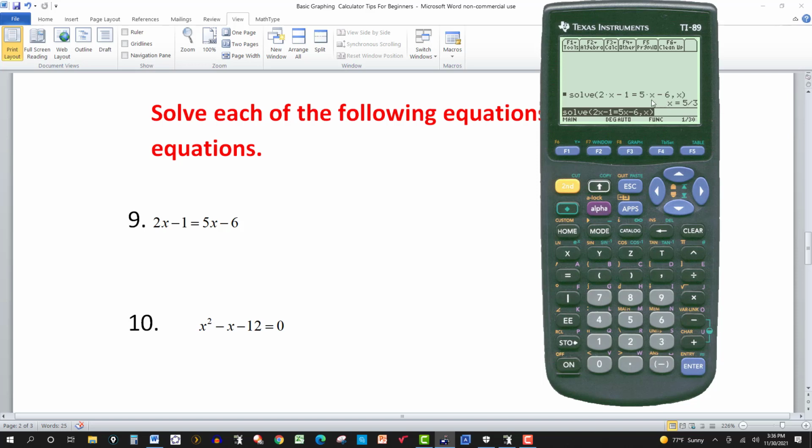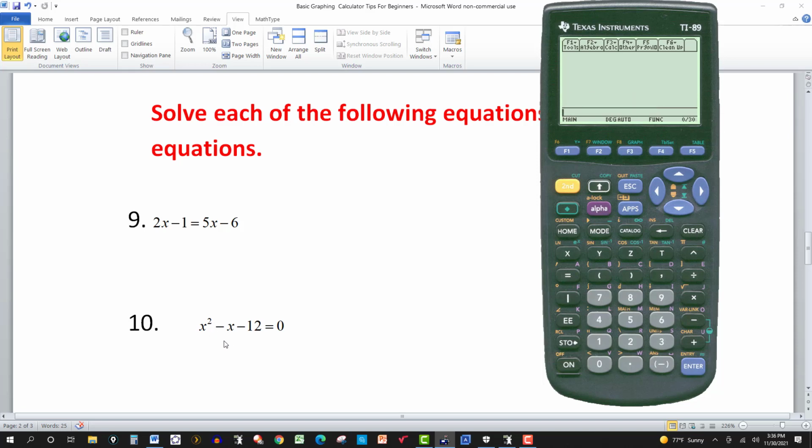The value of x that will work for this equation is x is equal to 5/3. In other words, if you replace the x by 5/3 on both sides of that equation, you'll get the same number, which tells you that x equal to 5/3 is a solution.